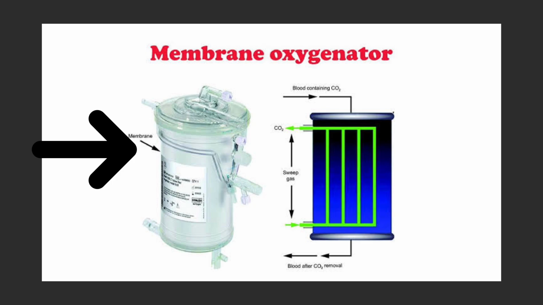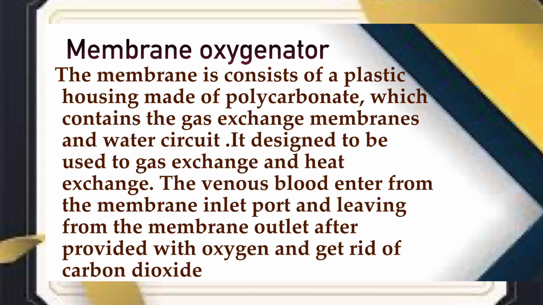Membrane oxygenator. The membrane oxygenator consists of a plastic housing made of polycarbonate, which contains the gas exchange membranes and water circuit. It is designed for gas exchange and heat exchange. The venous blood enters from the membrane inlet port and leaves from the membrane outlet after being provided with oxygen and getting rid of carbon dioxide.